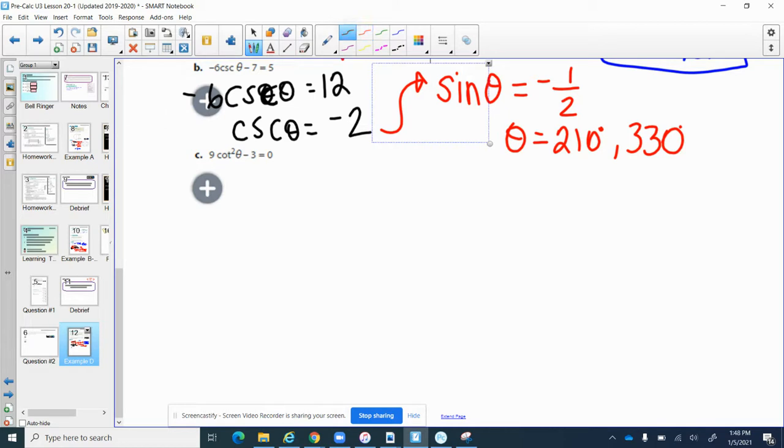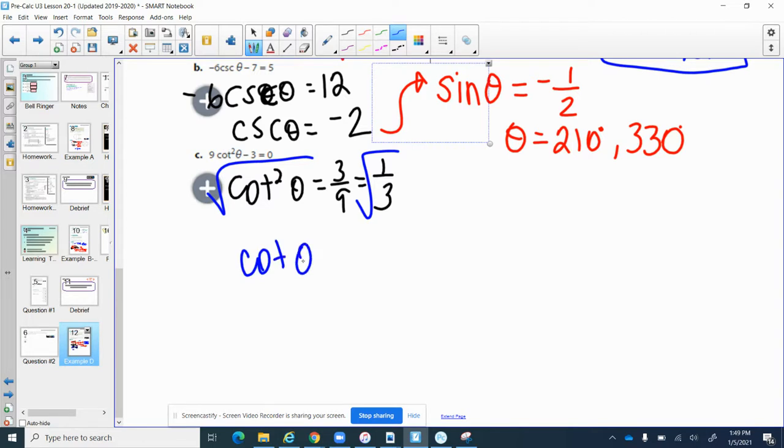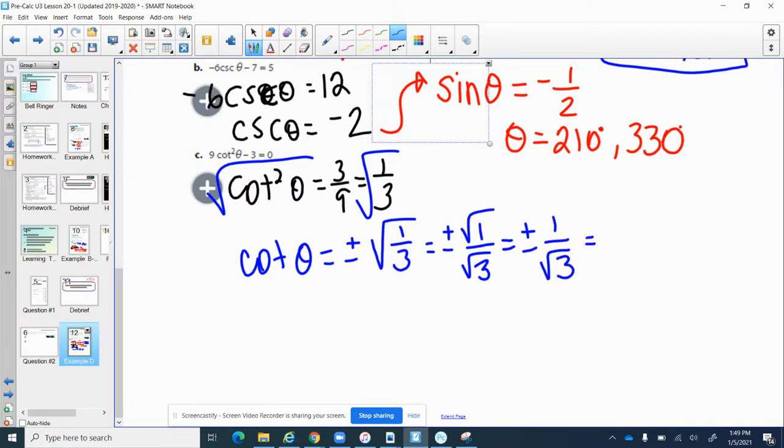Finally, for example C, we're going to add the 3 to both sides and divide by the 9. We're looking, where does cotangent squared equal 1 over 3? Well, again, we're going to need to square root. So we're saying, okay, where does cotangent equal plus or minus square root of 1/3, which is really plus or minus square root of 1 over square root of 3, which after rationalizing, we know is plus or minus square root of 3 over 3.